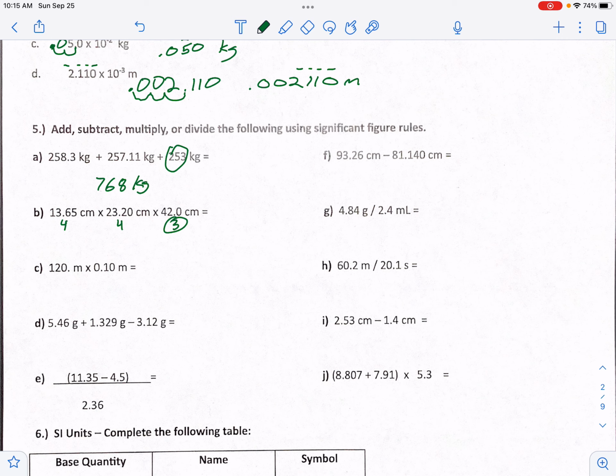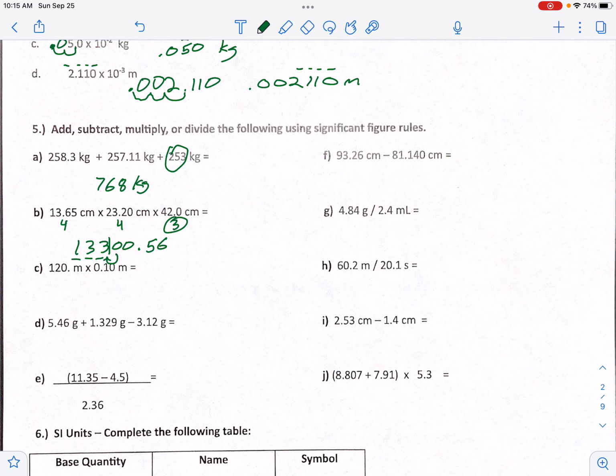Whenever I do my calculation in the calculator, I get the number 13,300.56. What I need is 3 sig figs. I'm going to count 1, 2, 3, and draw my line. That 0 is not going to make me round my 3 up. But please do not make this mistake.